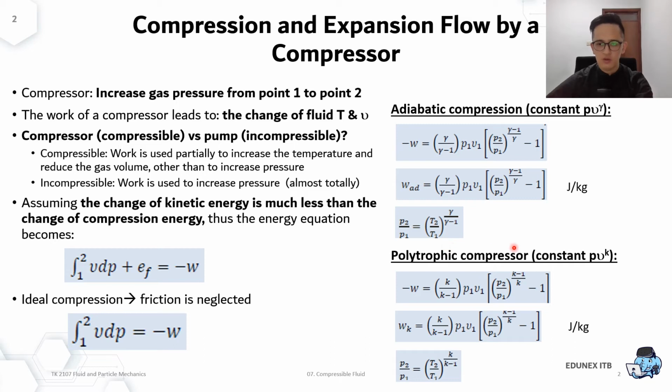And then for the polytropic compressor, the assumption is constant P multiplied by V power K, where K is the polytropic coefficient. The equation to calculate the energy required is quite similar. You just have to replace every gamma in the adiabatic equation with K, the polytropic coefficient. Every time you find a gamma, replace it with K. That's for a polytropic. In essence, where K is equal to gamma or Cp per Cv, the compressor work for adiabatic and polytropic will be identical.